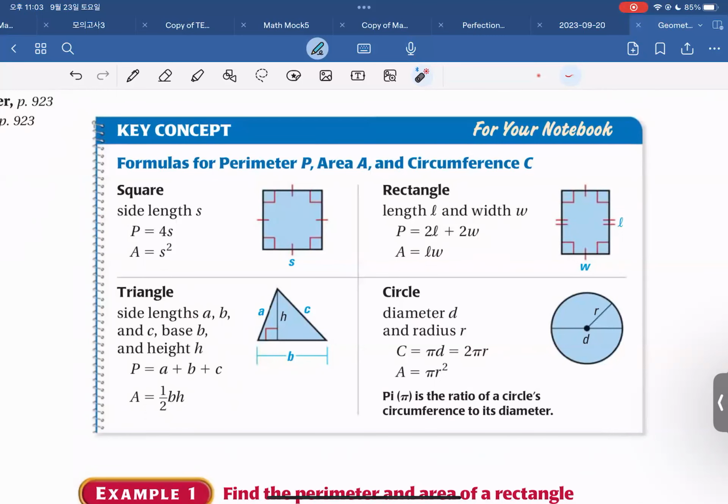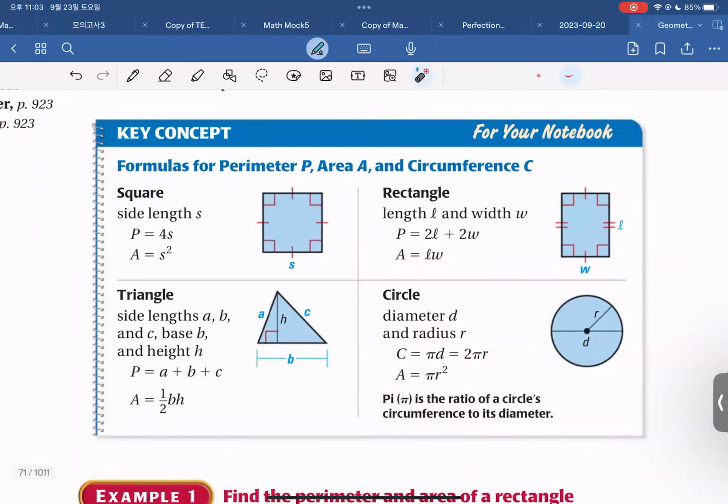And triangles, basically the perimeter is a plus b plus c. So if here's 2 plus 4 plus 5, then it would be 11 as your perimeter. For your area, because you're looking at b and h, b would be 5, and let's call h 3, then it would be 15 times 1/2, so that'll be 15 and a half as your area.